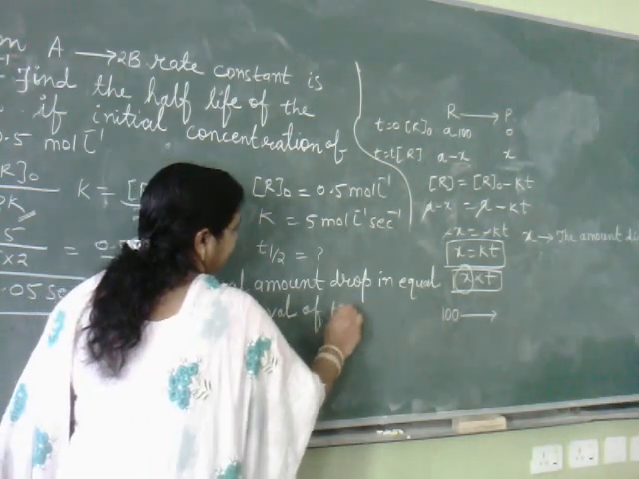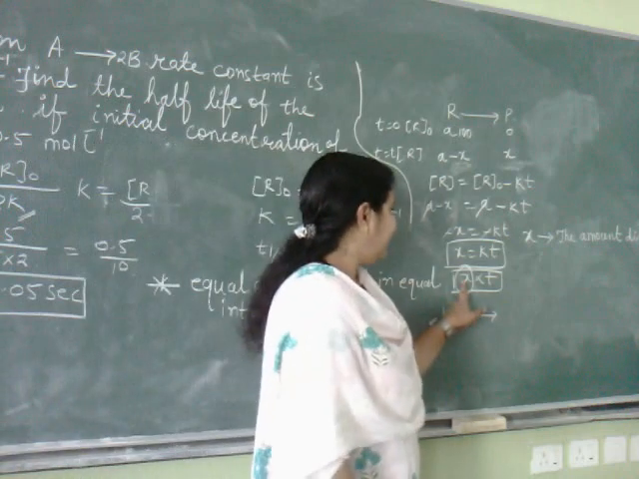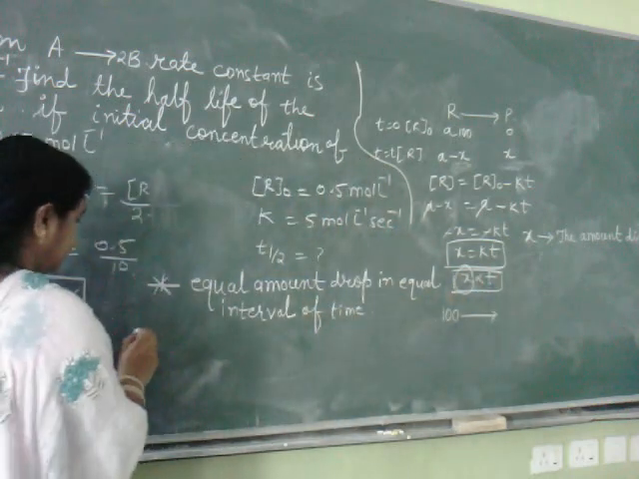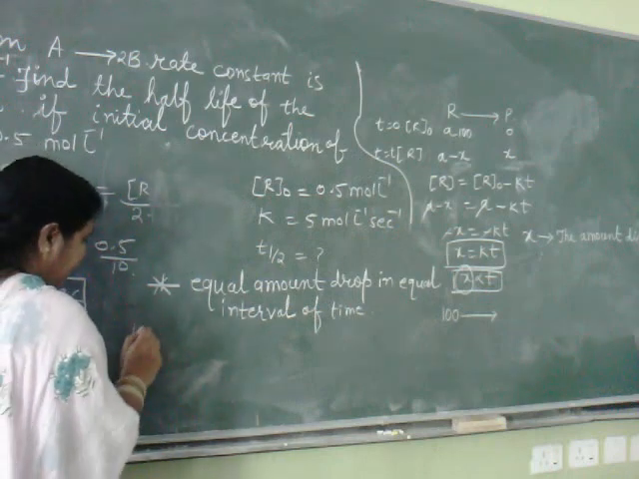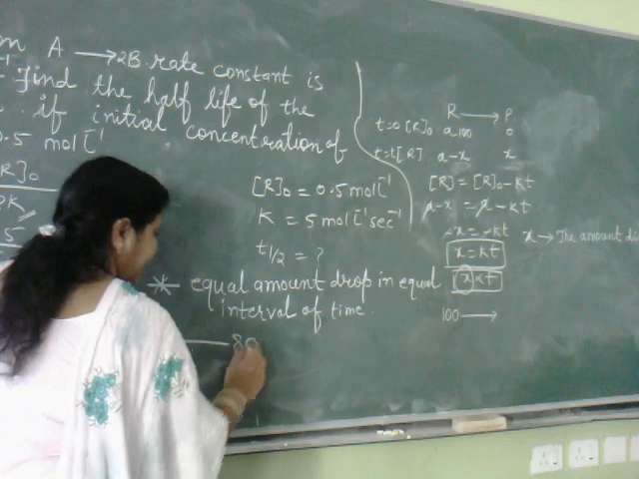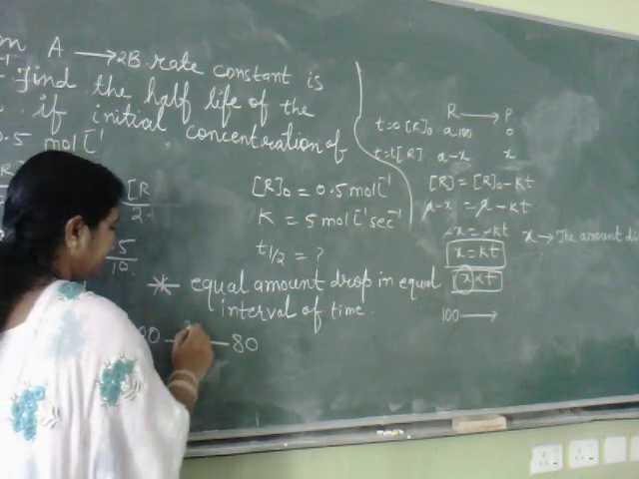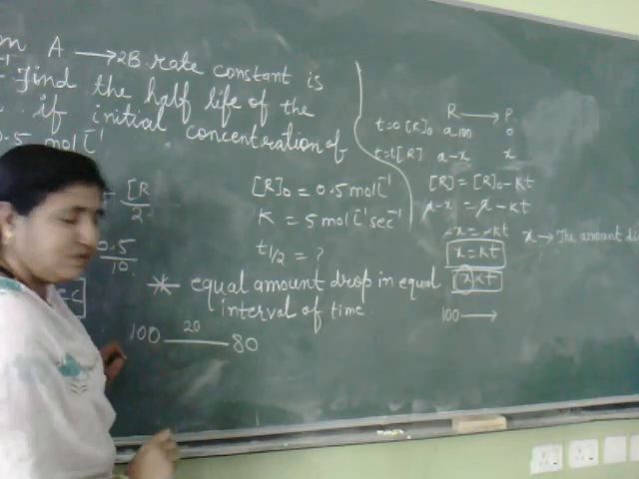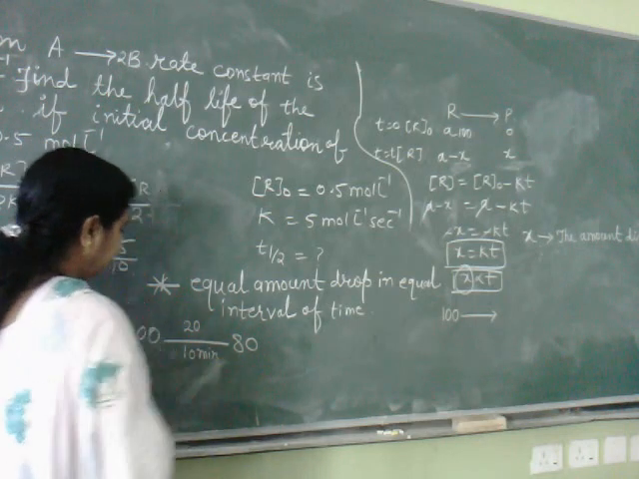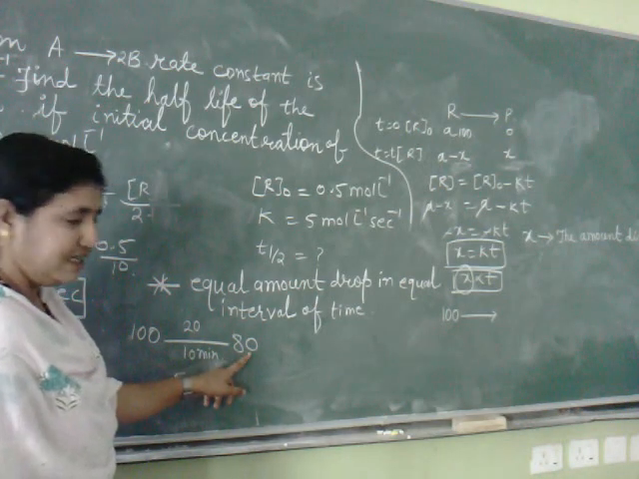Equal amount drop in equal interval of time. What does that mean here? See, we have 100 molecules and it is dropping, and we get 80. So how many molecules drop here? 20. 20 drop in 10 minutes. In 10 minutes, 20 molecules drop. We have got 80 here.